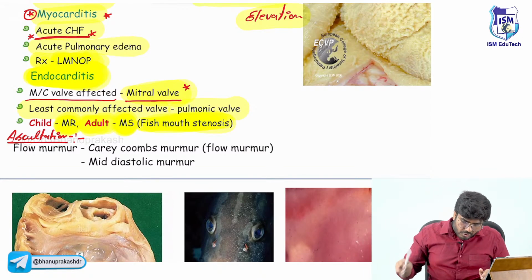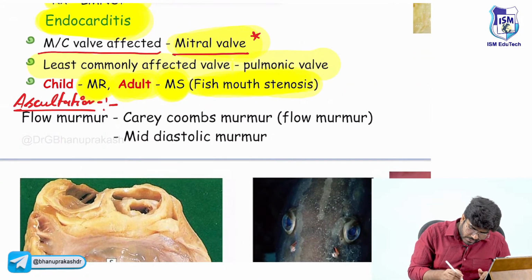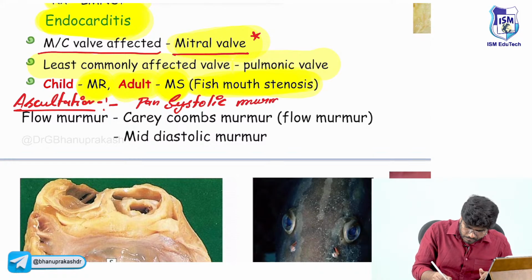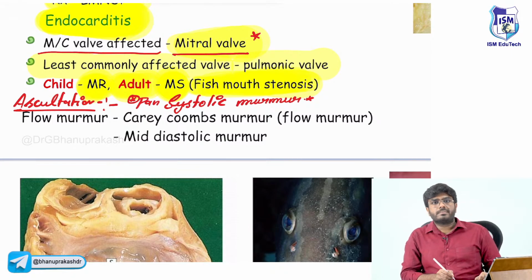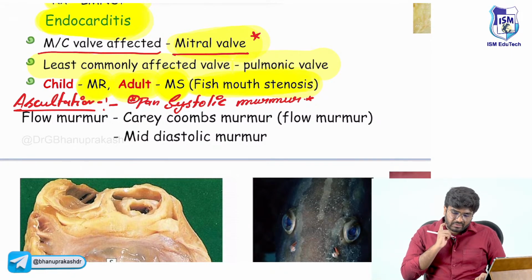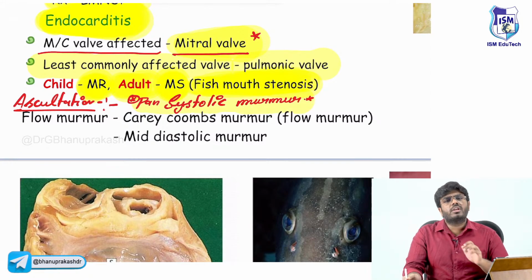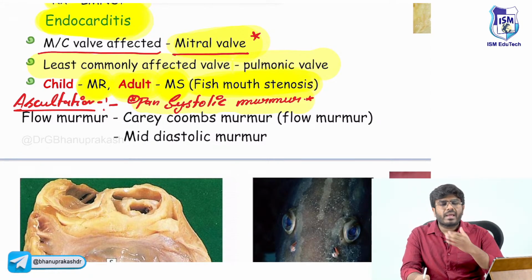So there will be a systolic murmur. Mitral regurgitation is going to cause a pan-systolic murmur. Okay, there will be a pan-systolic murmur, sir. That's the one thing which I want you to know. Now next, other important point: in mitral regurgitation, pan-systolic murmur is heard, sir.